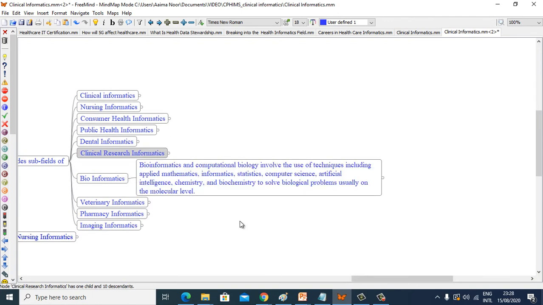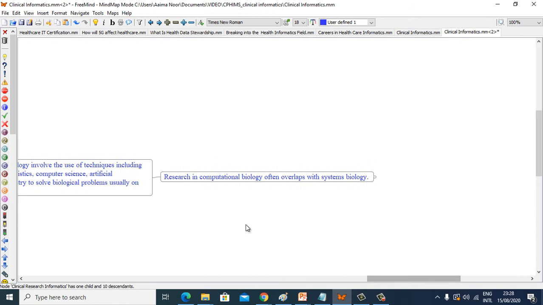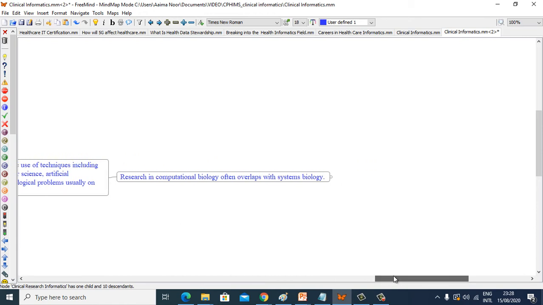Bioinformatics. Bioinformatics and computational biology involve the use of techniques including applied mathematics, informatics, statistics, computer science, artificial intelligence, chemistry, and biochemistry to solve biological problems, usually on the molecular level. Research in computational biology often overlaps with systems biology.